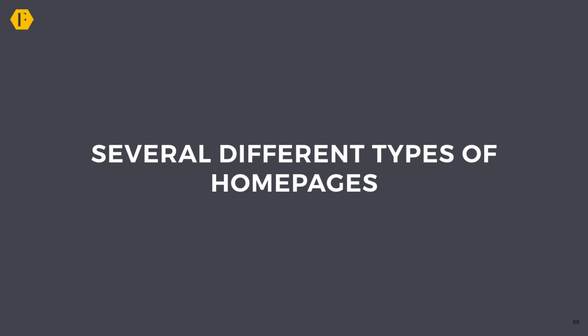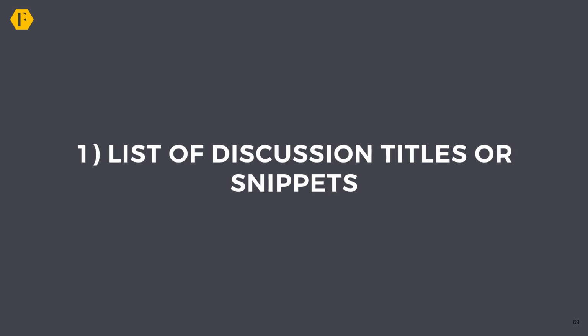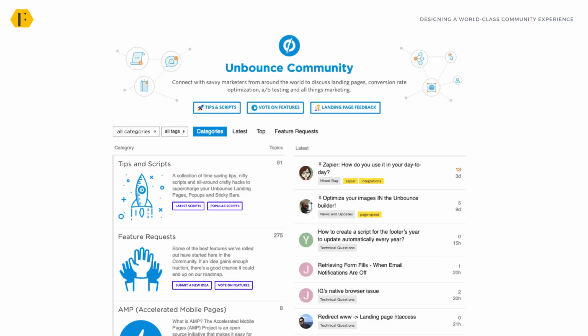Because depending upon the type of community you're developing, there are different approaches that you can take. The first one, and maybe the most common one, and perhaps the easiest one for most communities, especially those that are new, is to have a list of discussion titles or snippets of discussions.